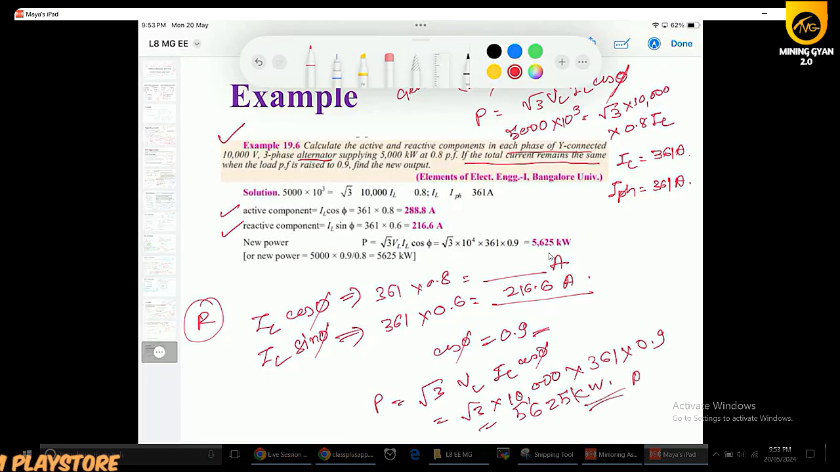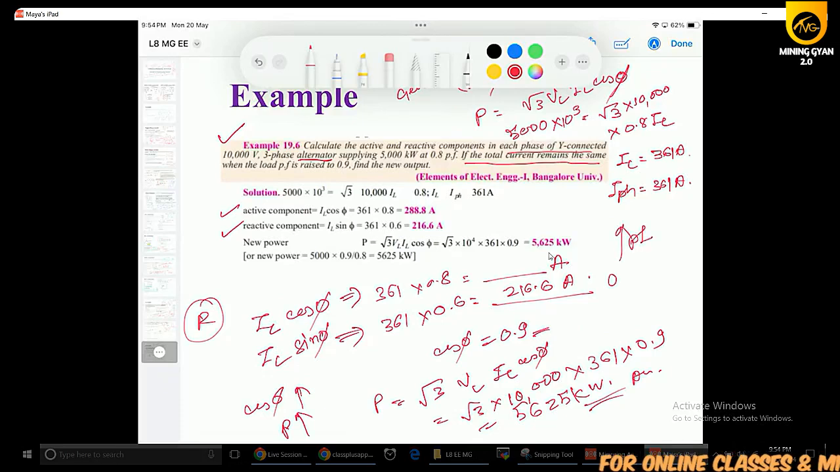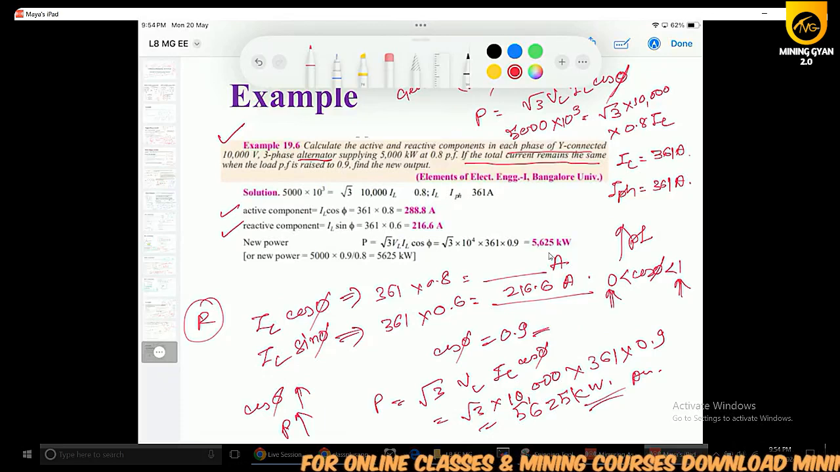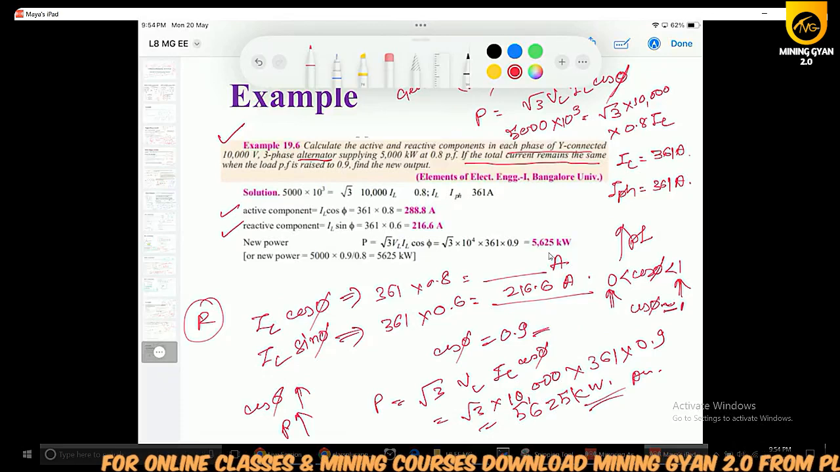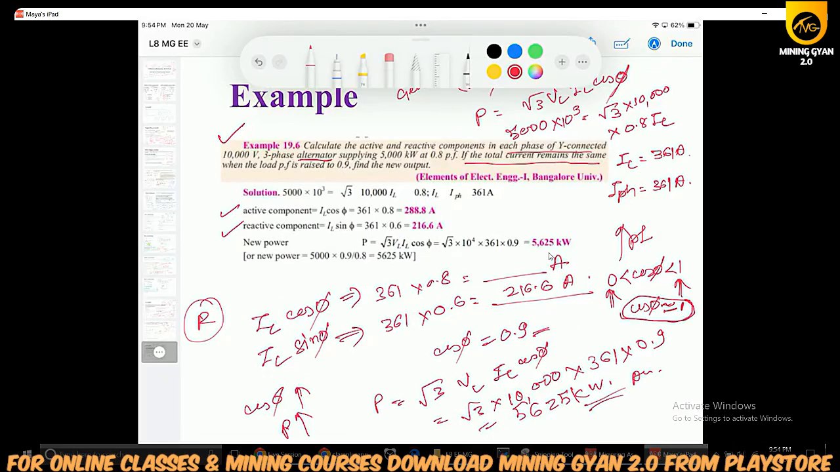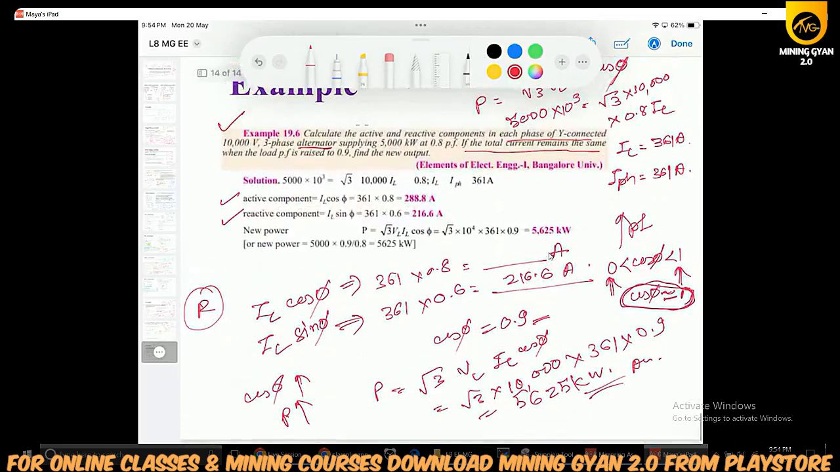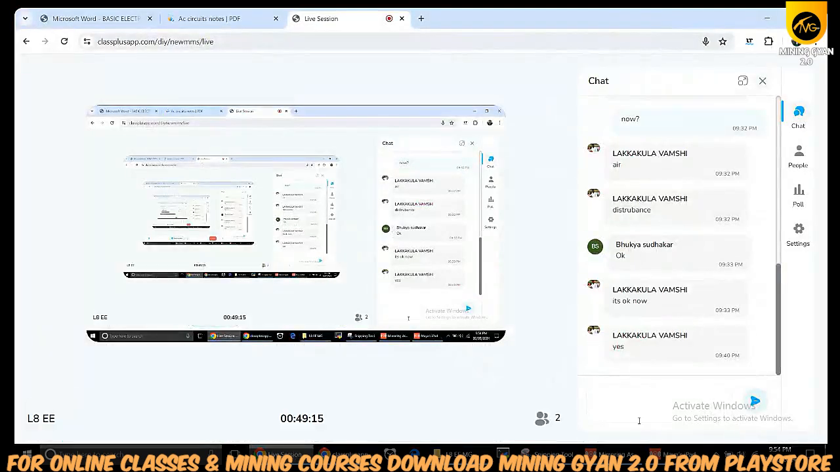That is the answer. Means when the cos phi is increased, then obviously power output will also be increased. So we want to have more power factor, and power factor will vary from 0 to 1. This is the best condition, and this is the worst condition. So the desirable condition in AC circuits is cos phi almost equal to 1. That is the thing. So the lecture is over as of now. If you have any question, then you can ask. Otherwise, I will end the session.